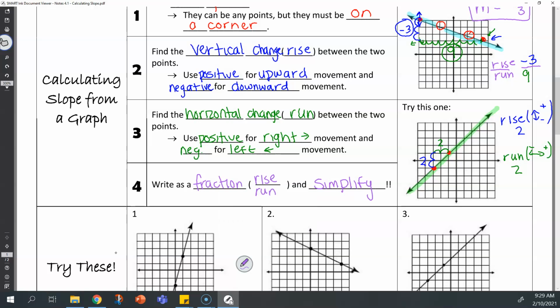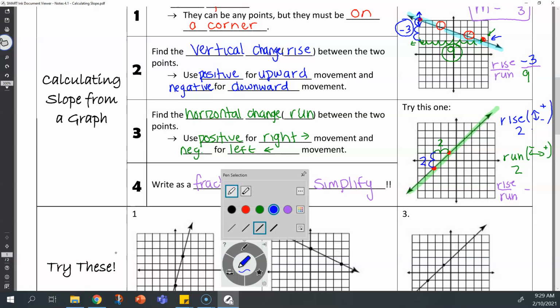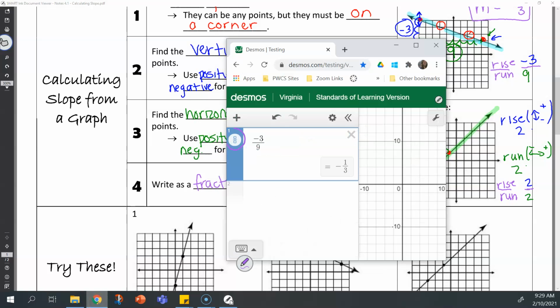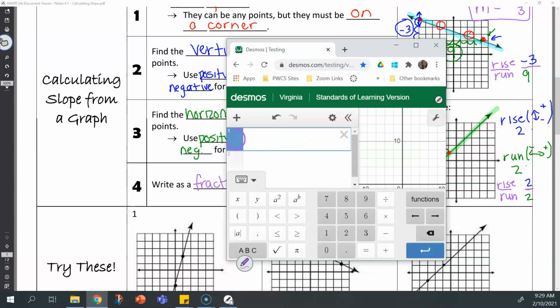To wrap that up, I'm going to write it as a fraction of rise over run. My rise was 2. My run was 2. So my fraction is 2 over 2. And then the last thing I want to do there is simplify. Again, I can do that right in Desmos. If you press the division sign first, it will open up that fraction. So I can do 2 on the top.